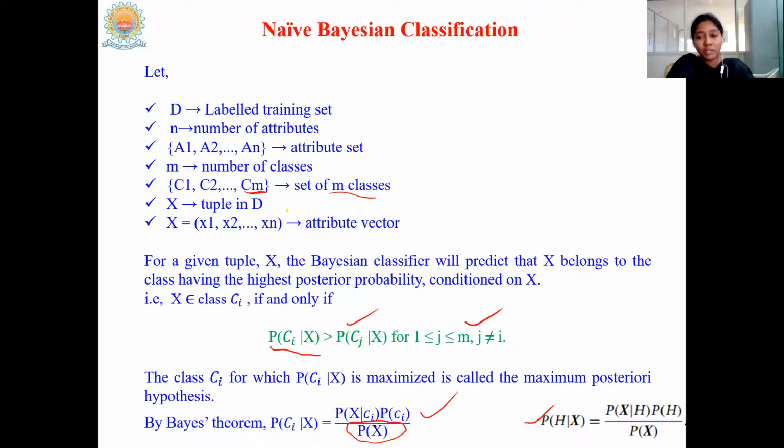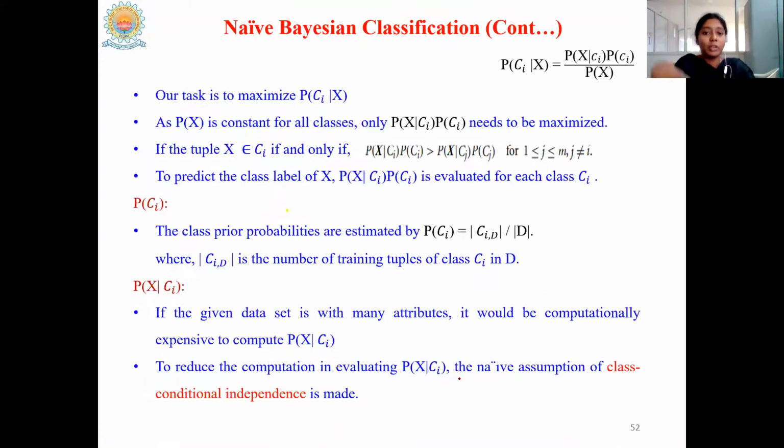We have not removed it in the sense that we are not considering it in the calculation part, so we can only focus on the numerator. Our goal is shifted to this one. Instead of proving this, we need to prove this. That means P of X by Ci, P of Ci should be greater than P of X by Cj, P of Cj, where j is between 1 and m and i is not equal to j. So for this, again we need to calculate these two.